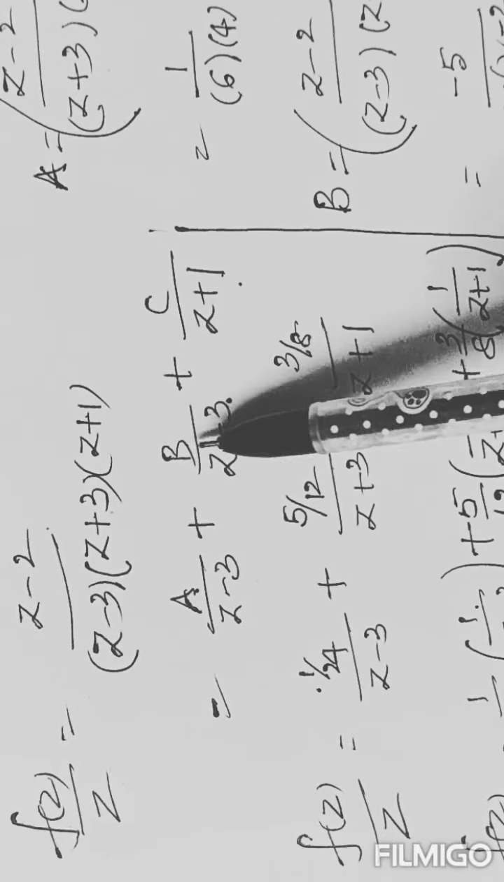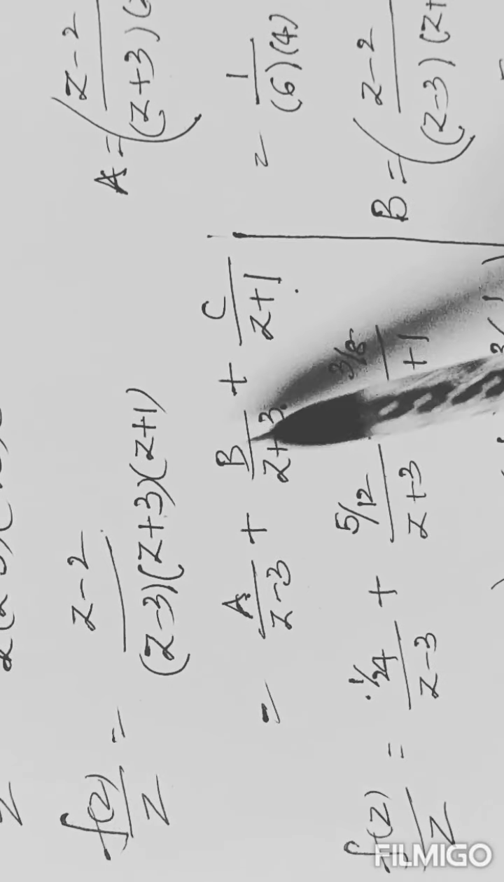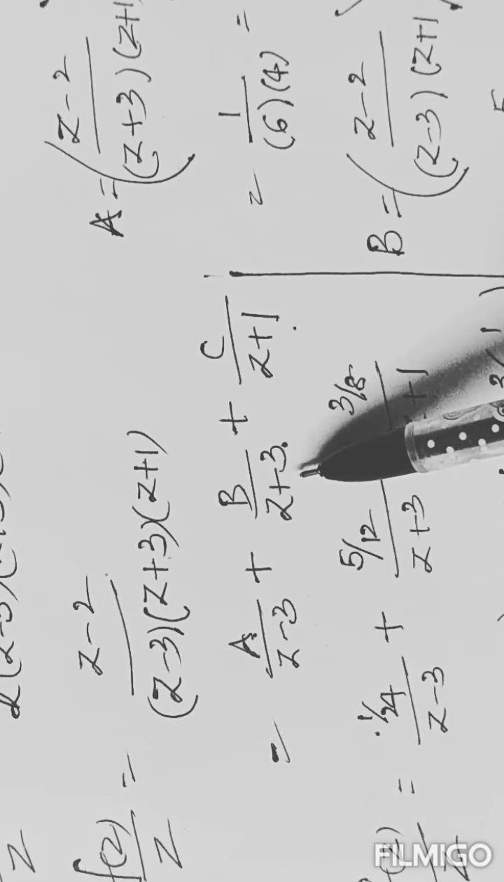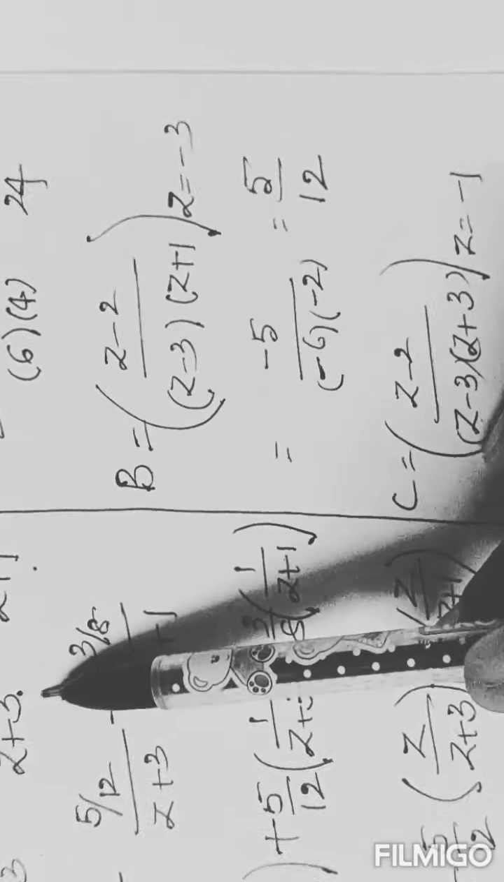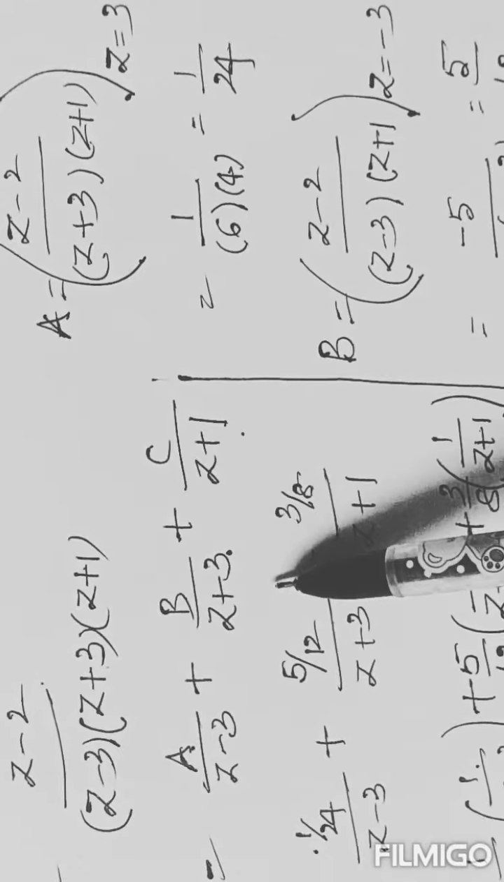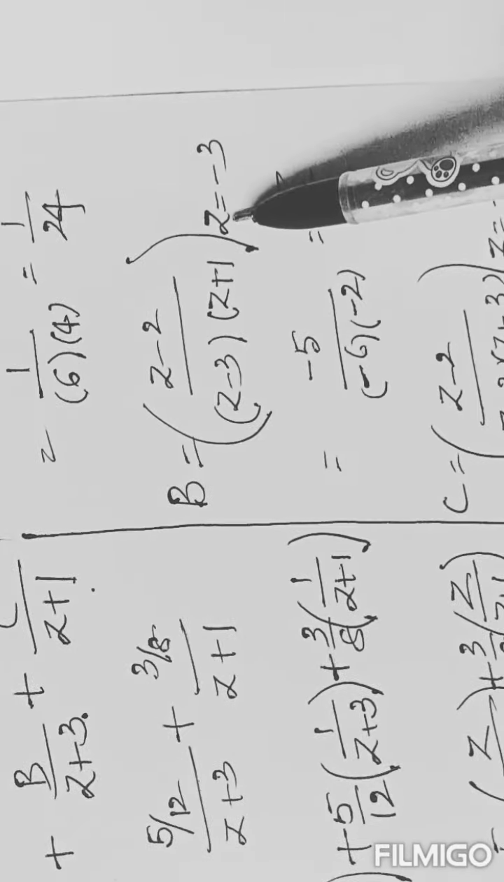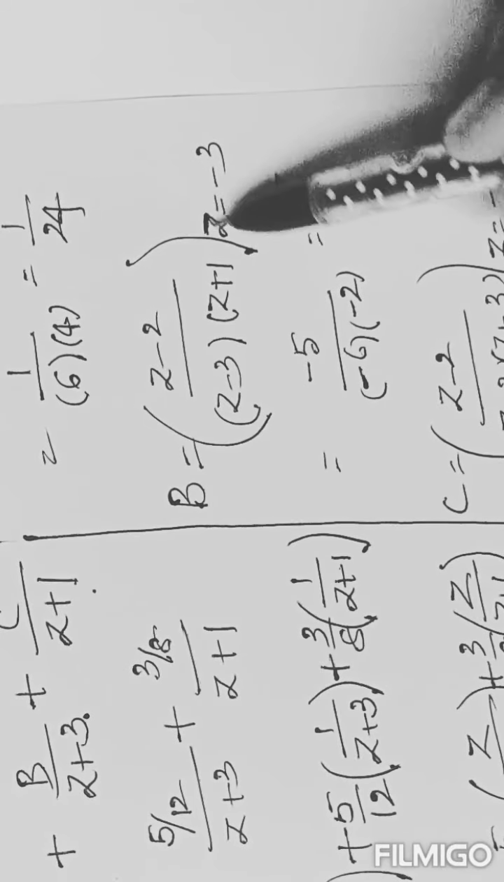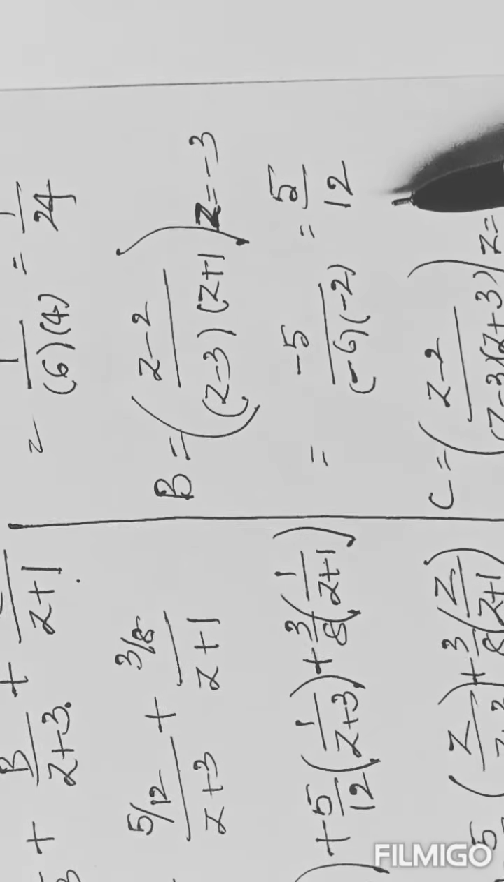Next, to get B, write the complete fraction except the denominator of B. Here, what is the denominator? Z plus 3. So first write the function. B equals this fraction except Z plus 3. From Z plus 3, the Z value is minus 3. Z plus 3 is a factor, so Z equals minus 3. Now substitute Z equal to minus 3. By writing Z equal to minus 3 in place of Z, the value is 5 by 12.